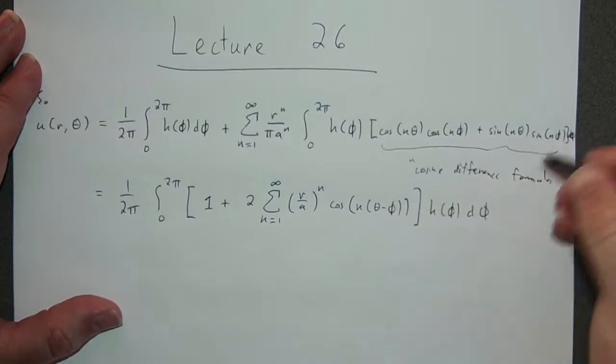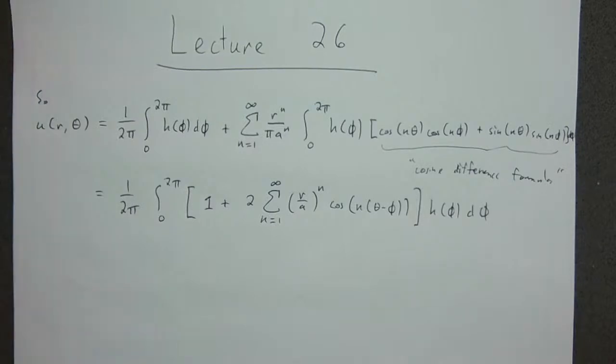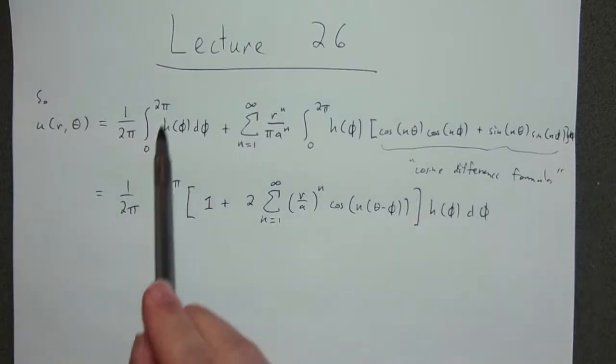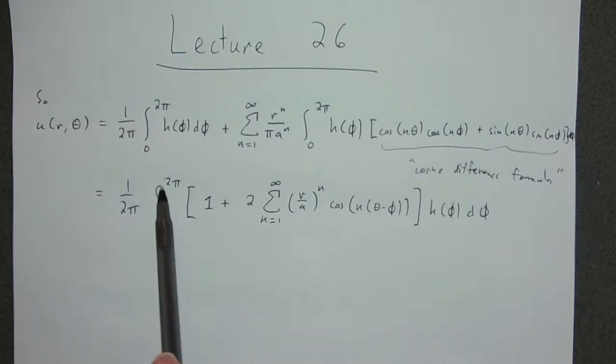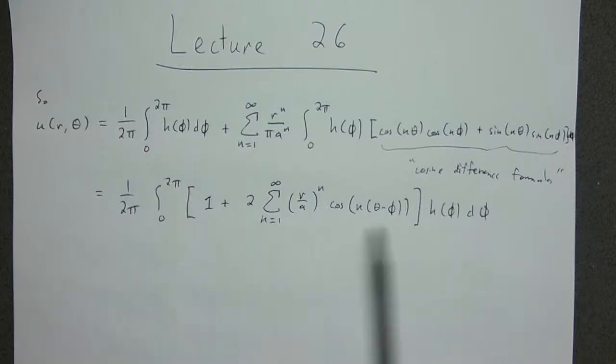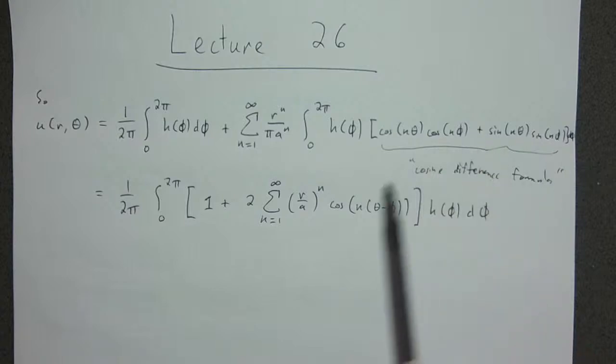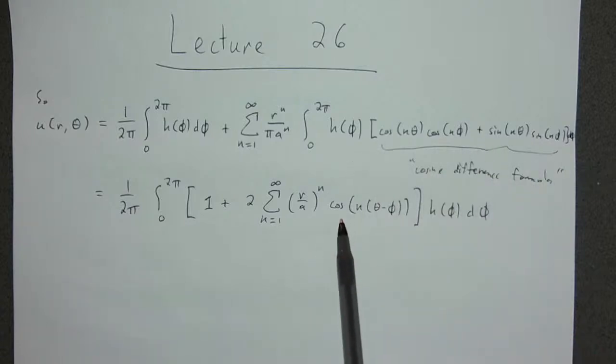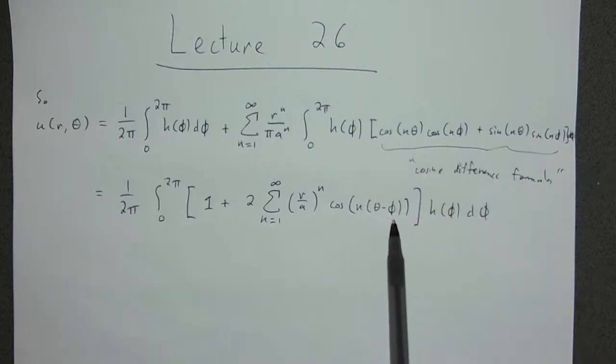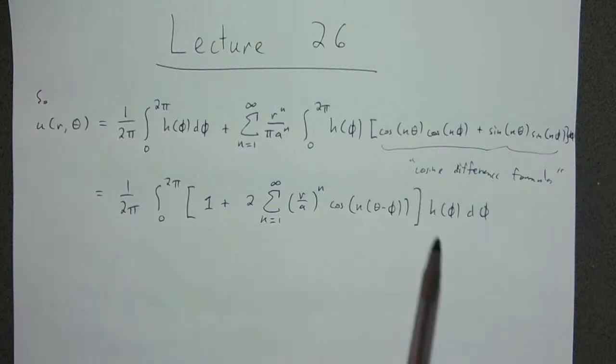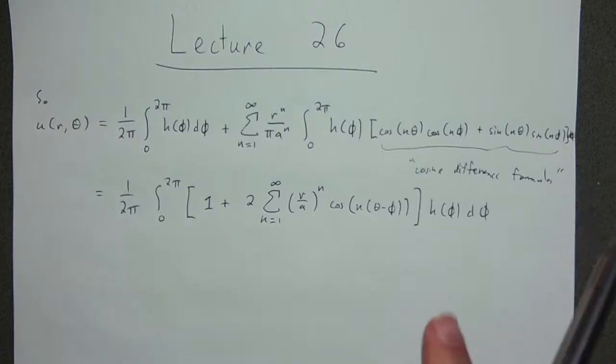And you can just check that this agrees with the previous line here. If I distribute the h, then I get this integral here, right? The integral from 0 to 2 pi of h of phi d phi. And then by the cosine difference formula, this whole expression is just cosine of n theta minus phi. And so, yeah, this is exactly what I get here. Okay. All right, good.